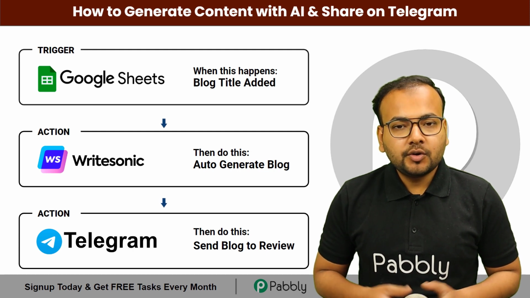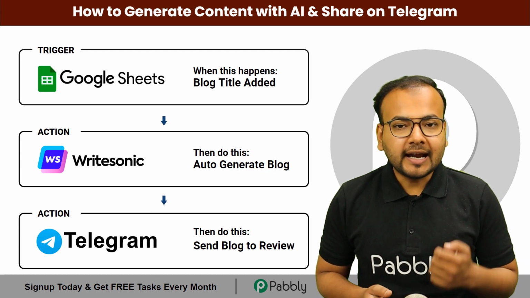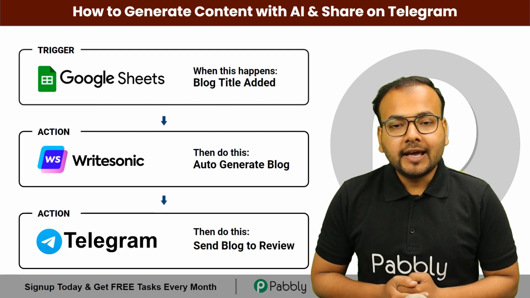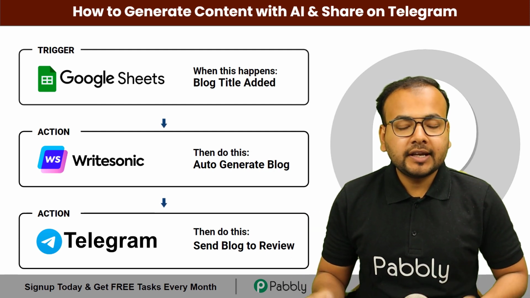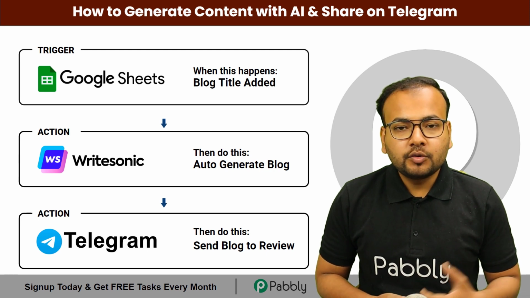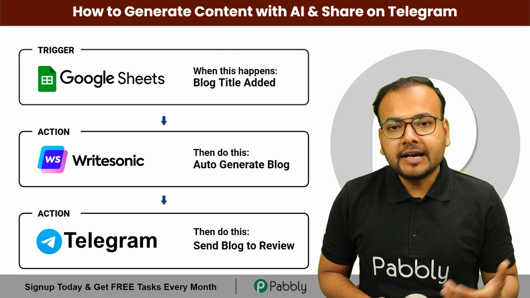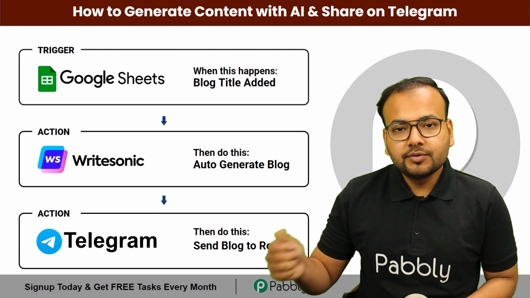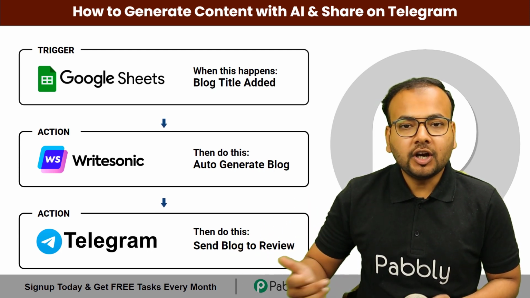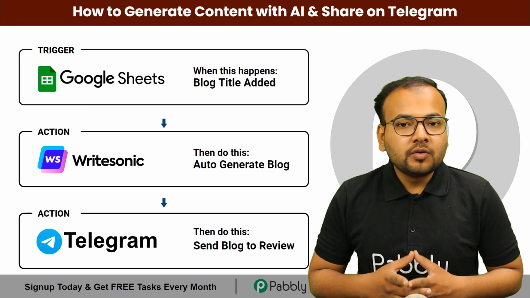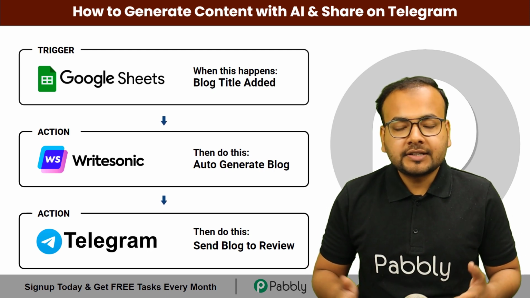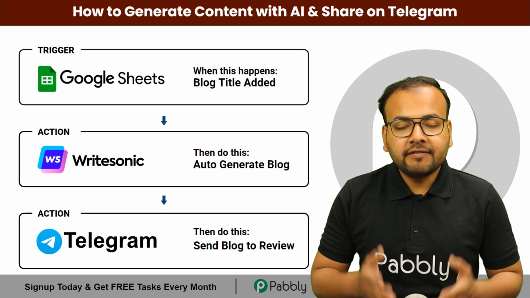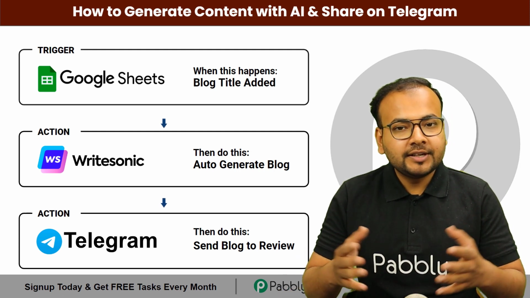So in this video, I'm going to show you how you can use Writesonic, which is an AI powered tool to generate the content, and how you can integrate Writesonic in an automation workflow to get the content generated automatically and shared on Telegram with your users or your team or your community automatically. So we are going to set up this multi-step workflow without any coding, just by a few clicks. So stay with me till the end of this video and you'll learn everything.